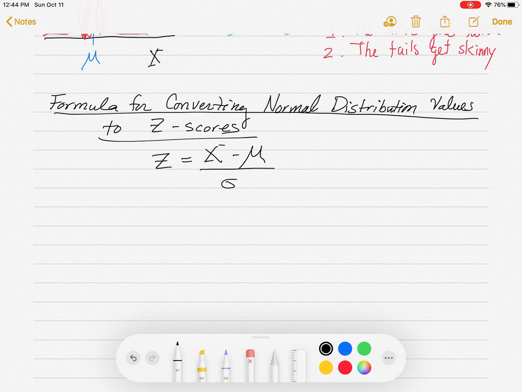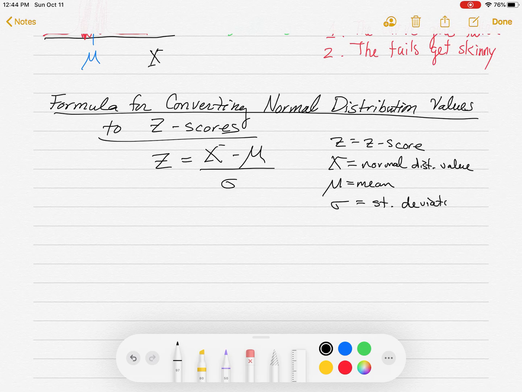It turns out that the z-score is your normal distribution value, x, minus the mean of the normal distribution, divided by the standard deviation of the normal distribution. So again, z is going to be the z-score. That's your standard normal random variable score. X is going to be your normal distribution value. Mu is the mean of the normal distribution, and sigma is the standard deviation of the normal distribution. So that's a useful formula.